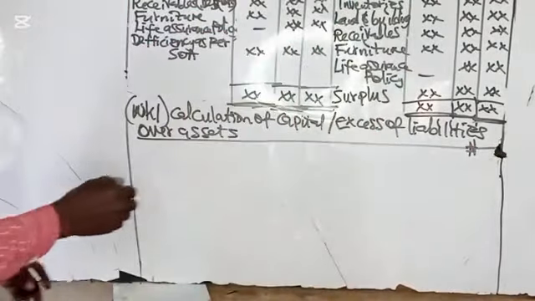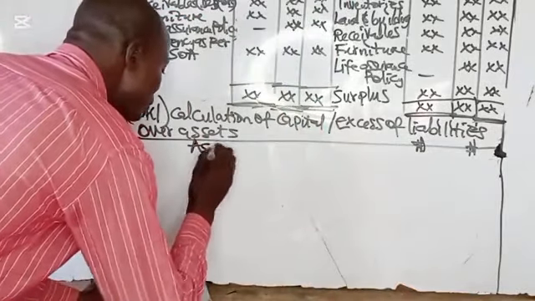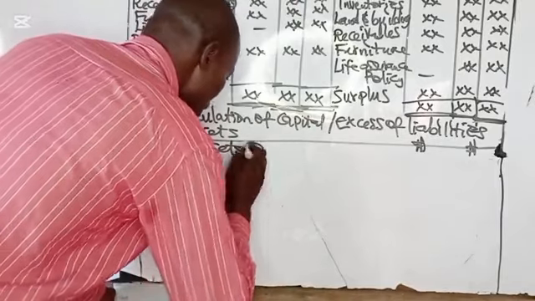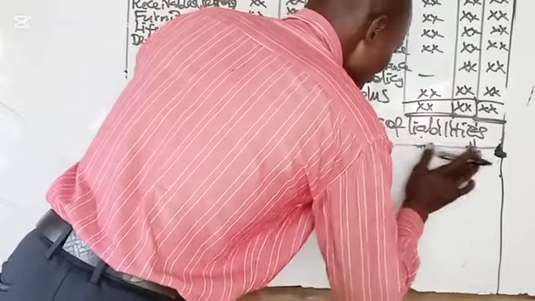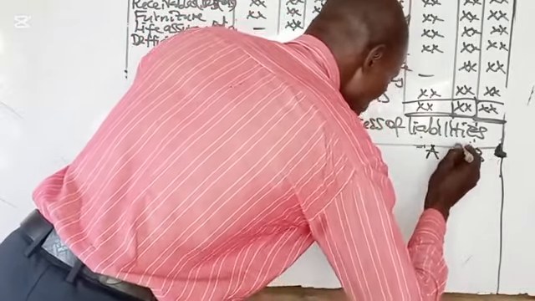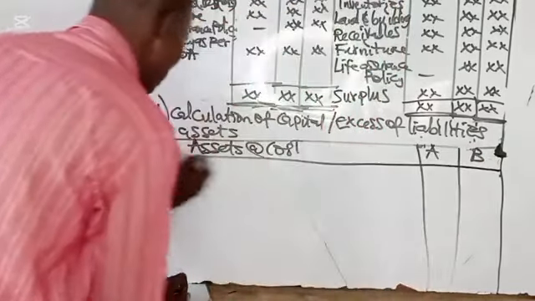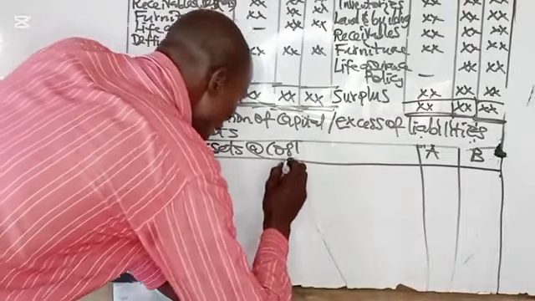So to calculate this, you start with the assets. It is at cost. You calculate for individual partners. Let us say you have B and A as well. You want to calculate their capital or excess of assets over liabilities. So the assets might include land and building.